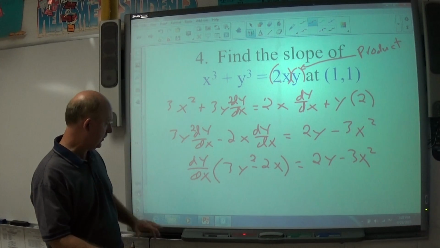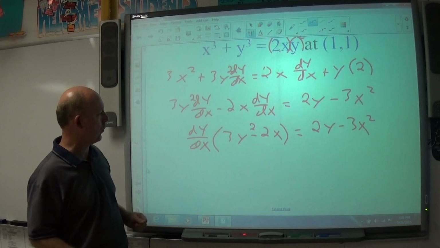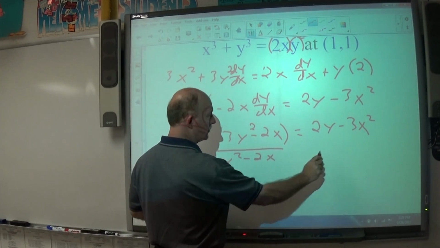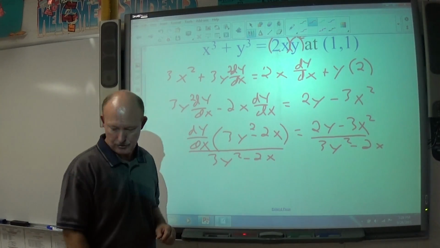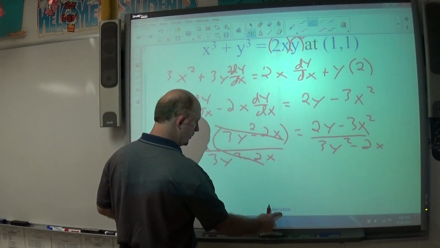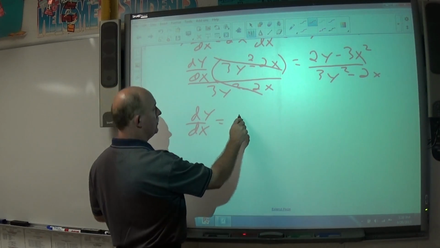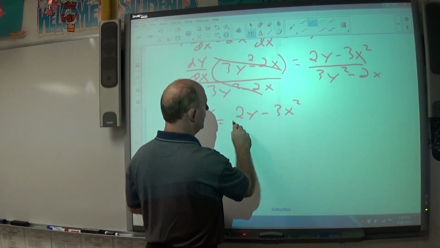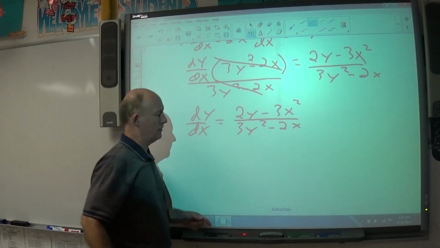We're just about finished. We just have to finish solving for dy over dx, and then we're trying to get our slope at the point (1, 1). Let's divide the right-hand side by 3y squared minus 2x, and that should give us our derivative. These two are going to cancel out. So we have dy over dx equal to 2y minus 3x squared divided by 3y squared minus 2x. This is our derivative now.